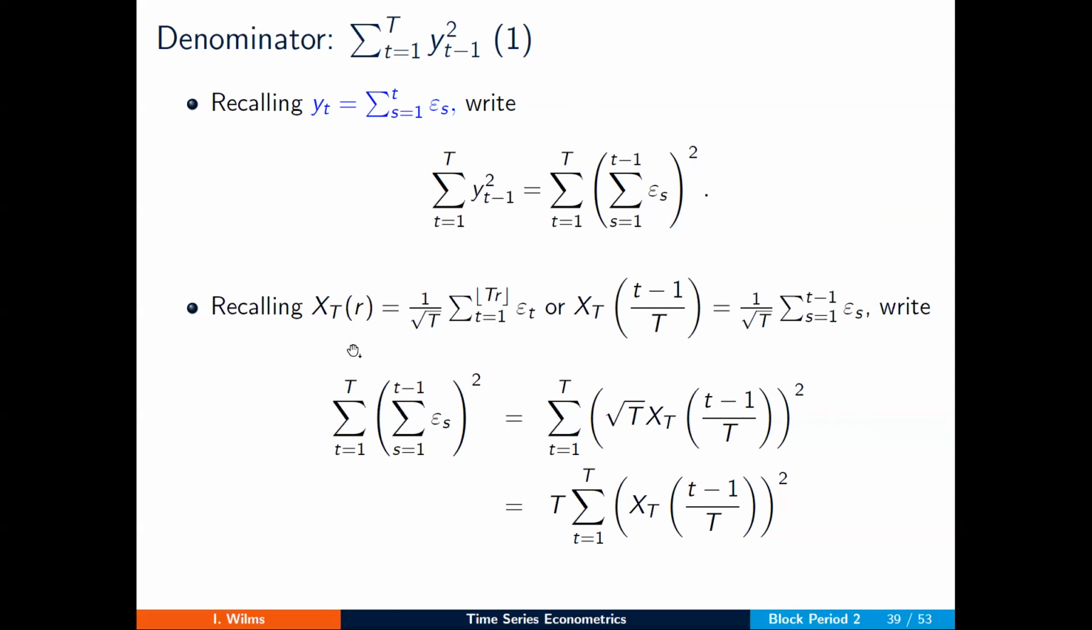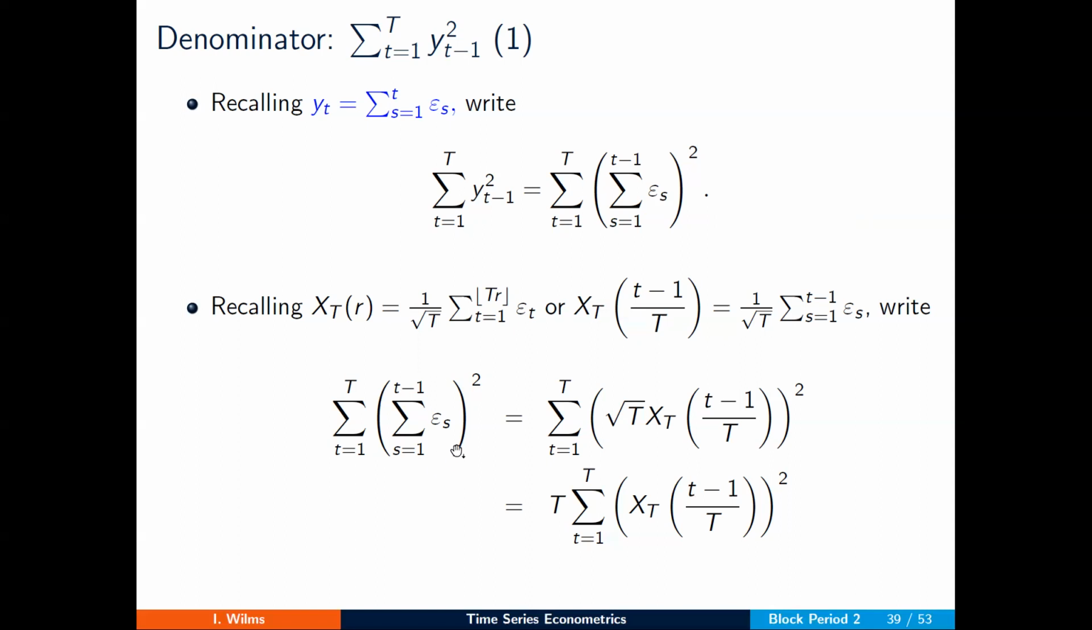Now, how can we relate this sum of the errors to our partial sum process? Well, remember, our scaled partial sum process for fixed r, the fraction of the sample over which you sum, is defined like this. So what is the fraction of the sample over which we sum in this case? Well, we sum just the first t minus 1 observations out of the entire sample of length capital T. And this sum of the errors is exactly what is popping up in our denominator, apart from the factor 1 over root T, of course.